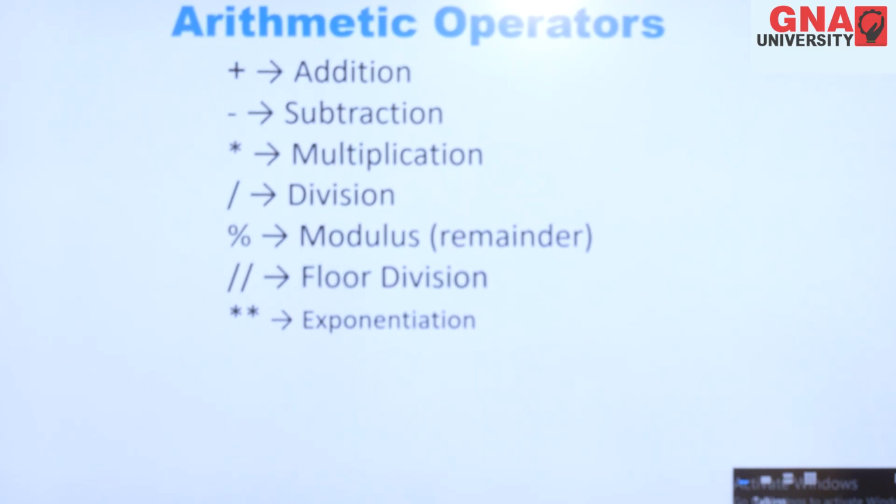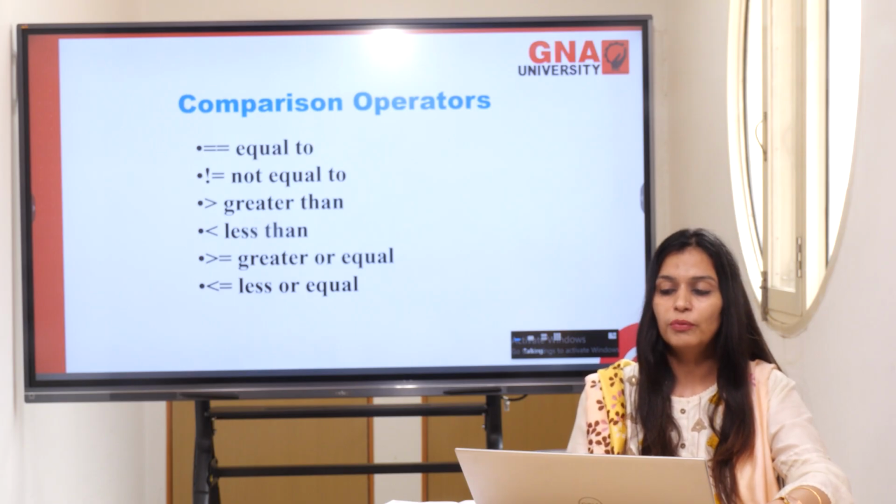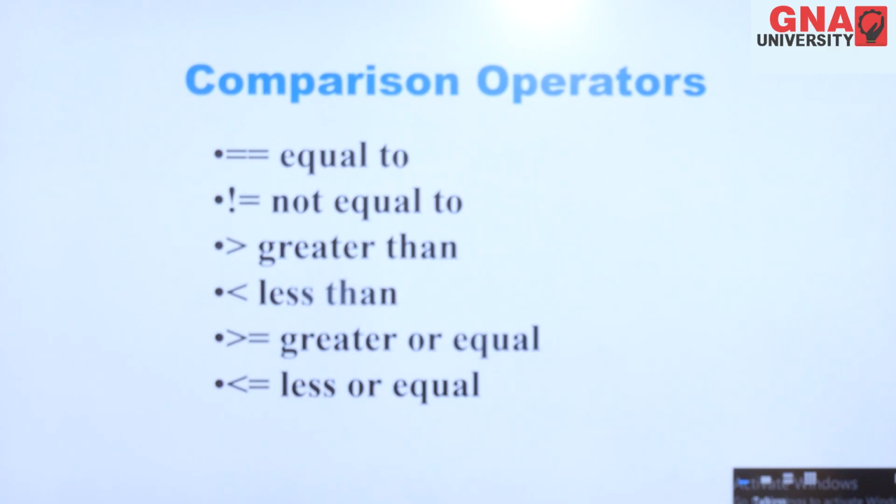Now next is comparison operator. Comparison operators compare two values and return true or false. These are very important in decision making and in conditional statements. So for comparison operators, when we use double equal to, it gives equals to.